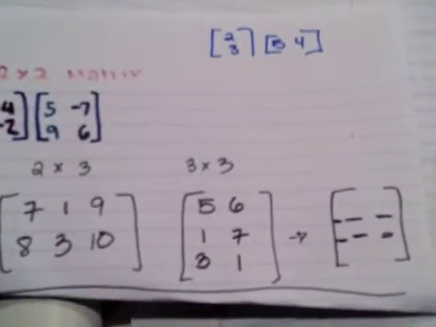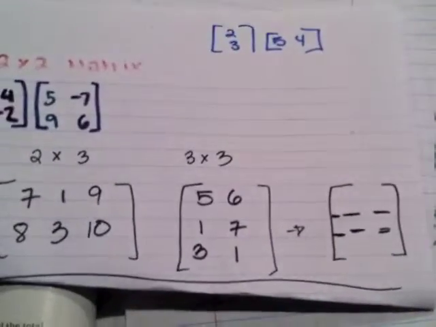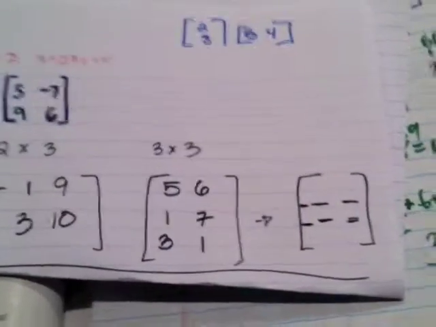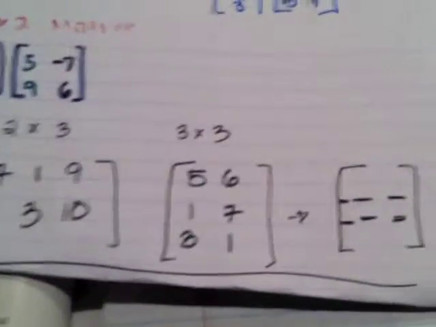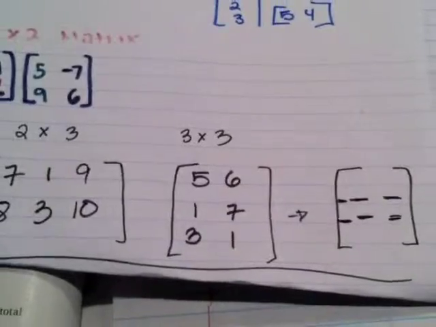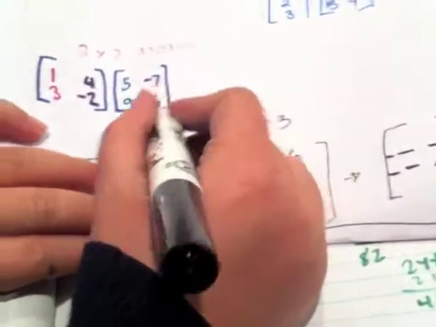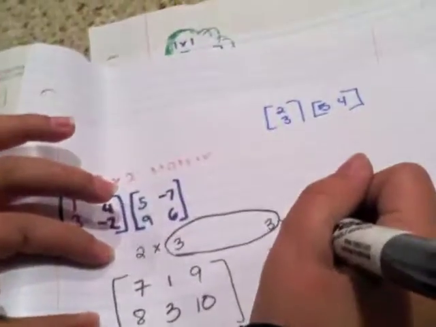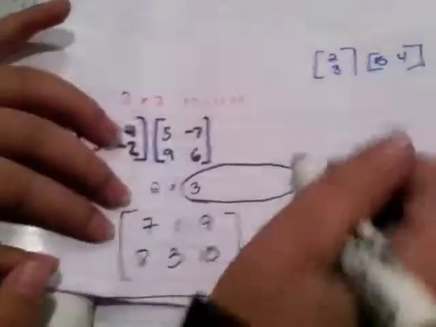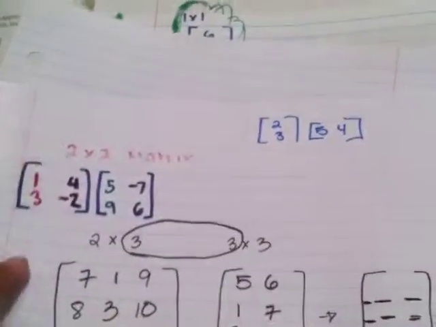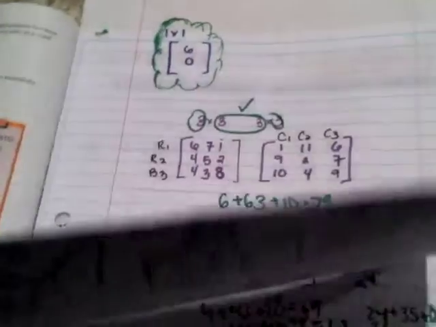You saw this earlier where the matrices are not similar, or are similar. In order to see if it works, you have to look at the middle numbers. These are totally the same, so they will work. But in our previous problem, the outside numbers were the same, both 3 and 3. However, this is 2 and this is 3. That means the answer will be a 2 by 3, and that's totally solvable.